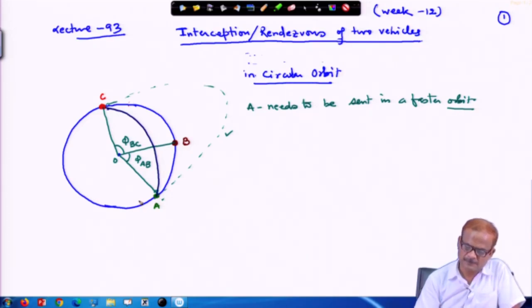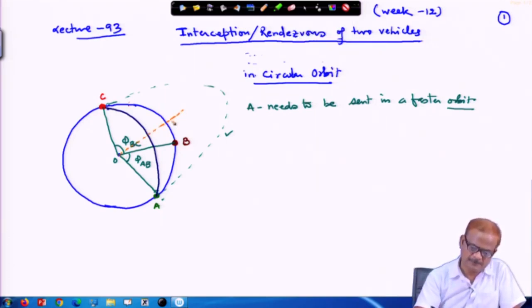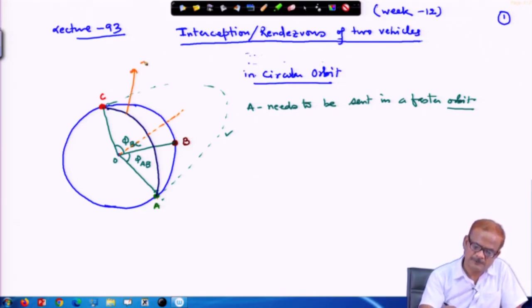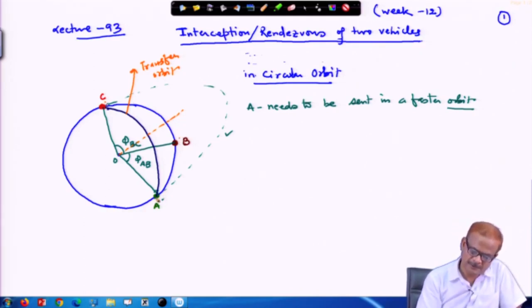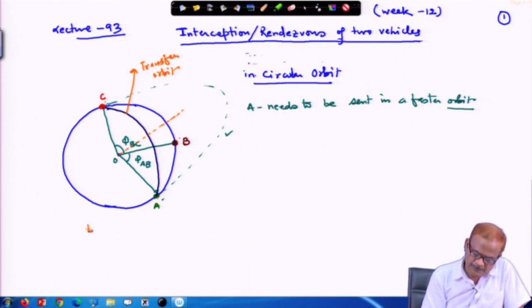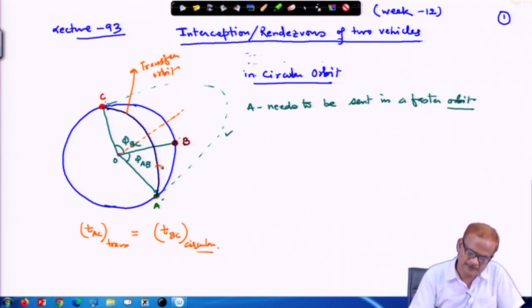And that orbit may look like something like this. And let us say that this is the perigee point. This bisects AC into two parts. This is the transfer orbit, and satellite A needs to be sent along this, so that by the time B reaches C, A reaches from A to C along the transfer trajectory. So, T AC along the transfer trajectory should be equal to T BC along the circular trajectory. This is the requirement, and once we fulfill this requirement, our job is done.